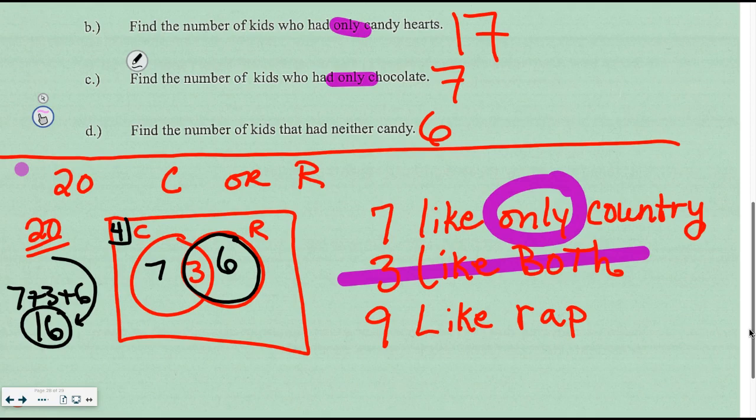So build it from the middle. Understand if it says only, you're in the lobe that doesn't include the middle. If it said how many, then you include the whole circle.